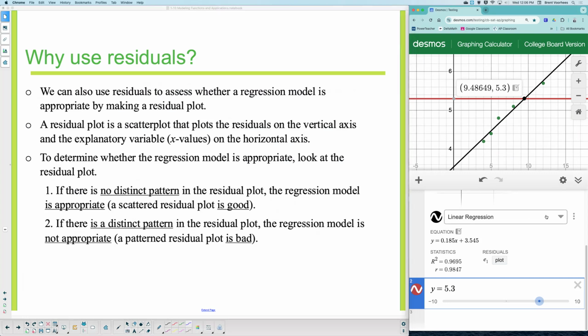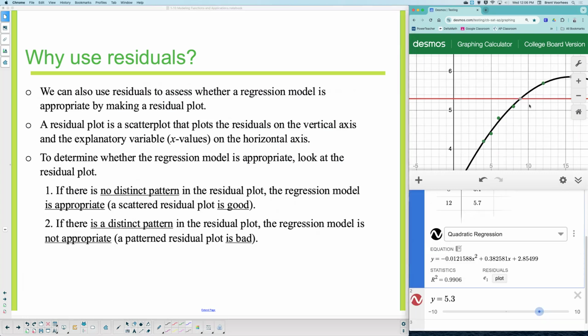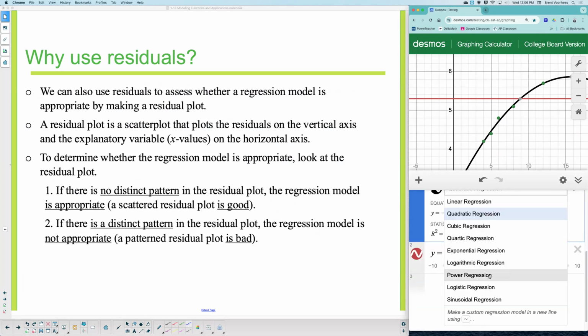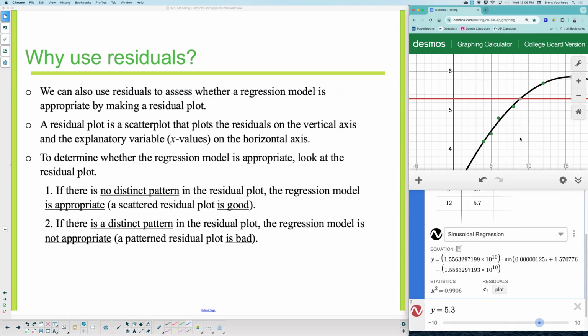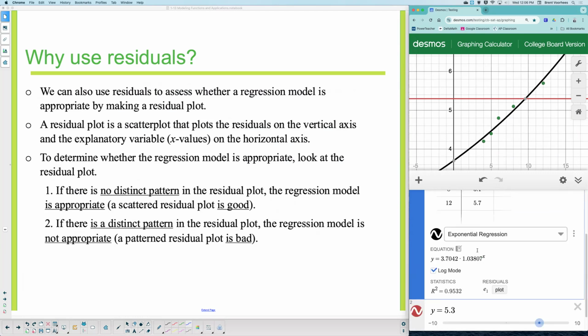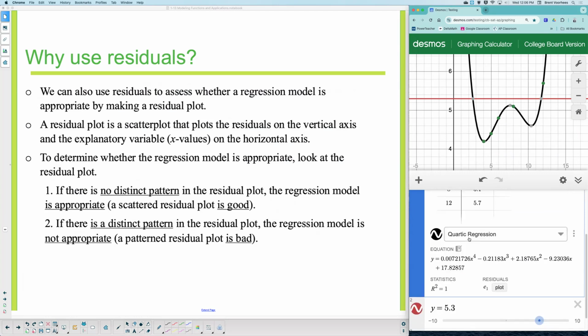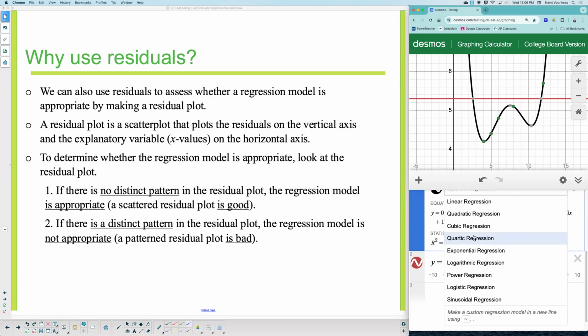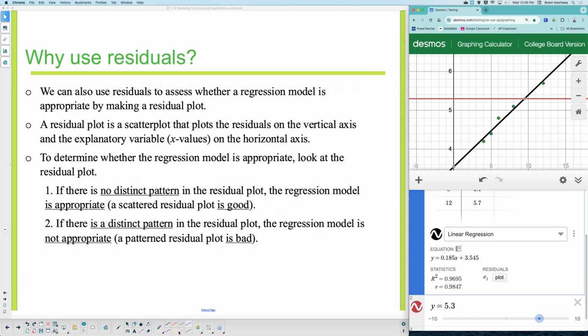So what am I trying to say? Let me choose quadratic. That looks decent. Let me choose a different one. Let me get one that doesn't work. Okay, this one's kind of bad. Let's just leave it as it is. I'll show you as we go.